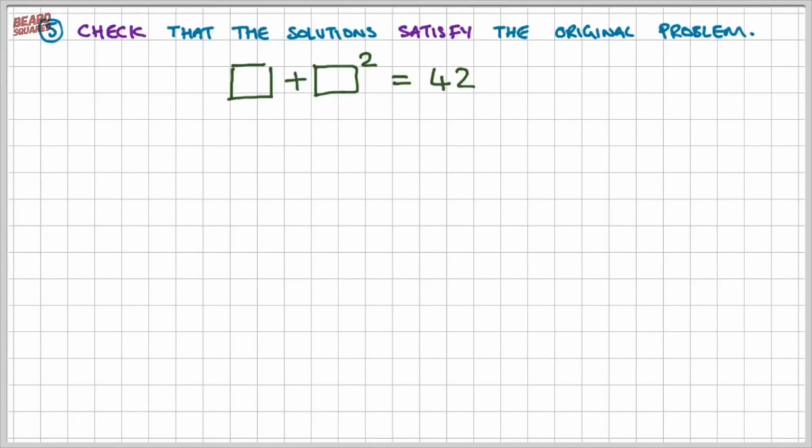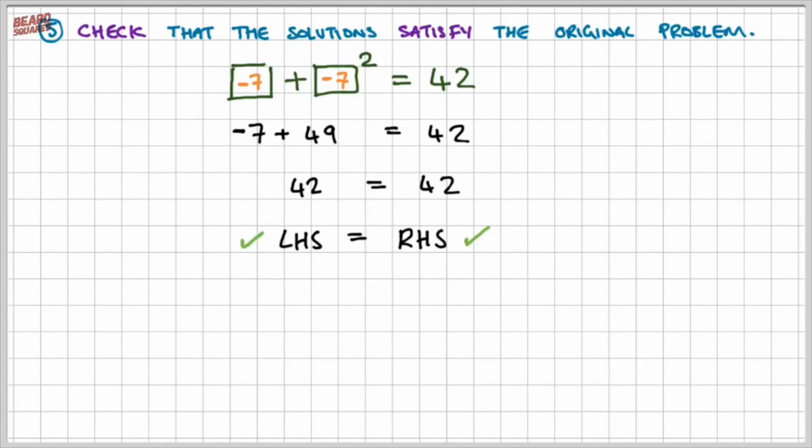Now in step 5, what I need to do is check that the solutions actually satisfy the original problem. So recall that my original problem was a number plus the square of that number was equal to 42. So if I try the first of our solutions, minus 7 plus minus 7 squared should equal 42. So let's do the math on that. Minus 7 plus 49 equals 42. So 42 is equal to 42. So the left-hand side is equal to the right-hand side, and that checks out well.